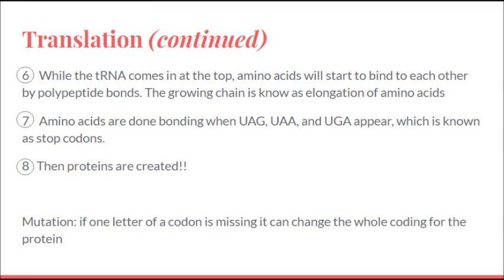While the tRNA comes in at the top, amino acids will start to bind to each other by polypeptide bonds. The growing chain is known as elongation of amino acids. Amino acids are done bonding when one of these, UAG, UAA, or UGA, appears, which are known as stop codons. Then proteins are created. As for mutations, if one letter of a codon is missing, it can change the whole coding for the protein.